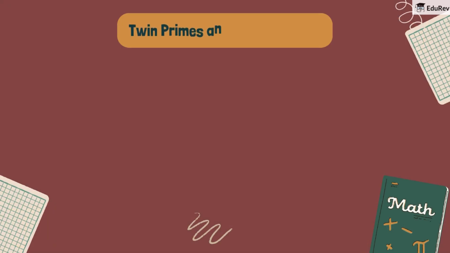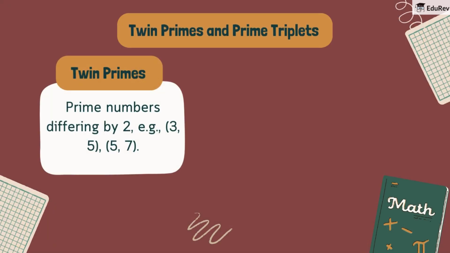Next, we will discuss twin primes and prime triplets. Twin primes are pairs of prime numbers that differ by 2. For example, 3 and 5 and 5 and 7 are pairs of twin primes.